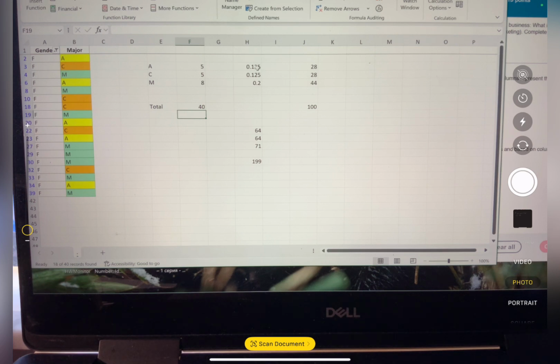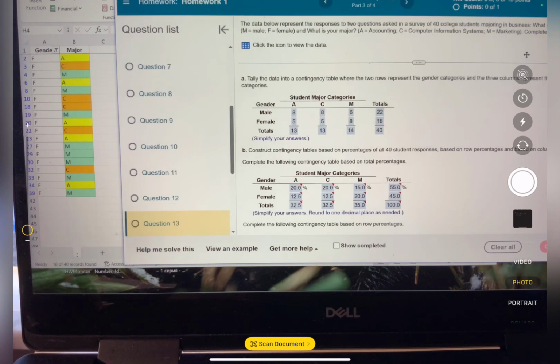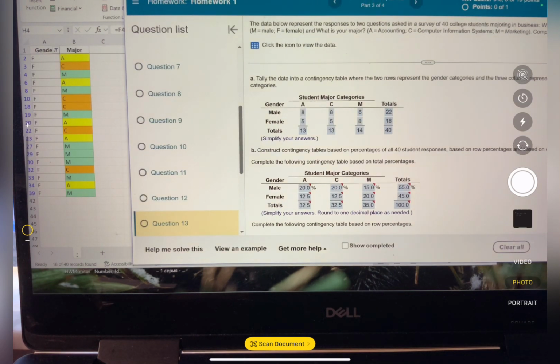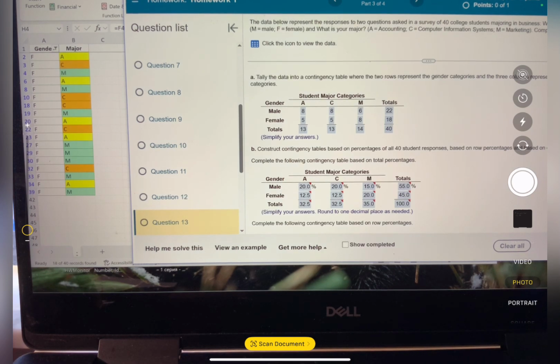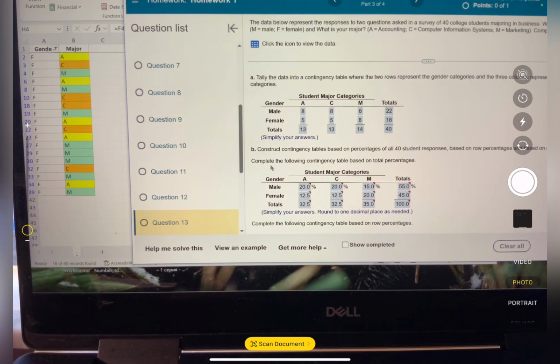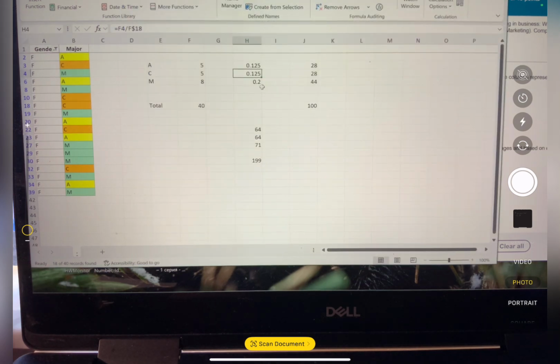And once I click, the percentage will change. Let me double check. 5 over 40. Okay. Still not the same? No, it is. Female 12 and a half, 12 and a half. And the other one is 20, see? 0.2 is 20. Okay, you got it?